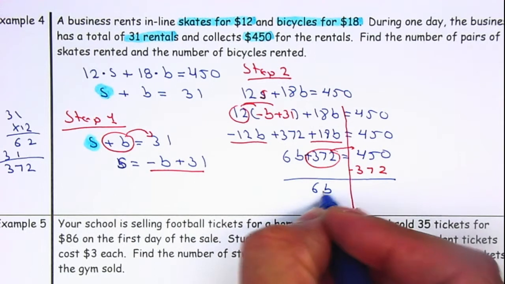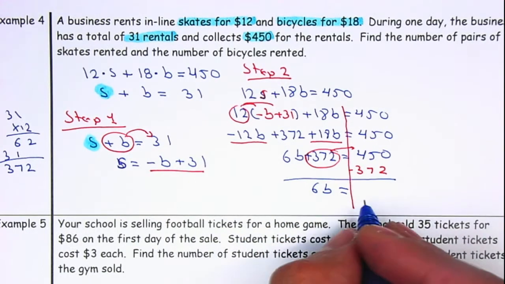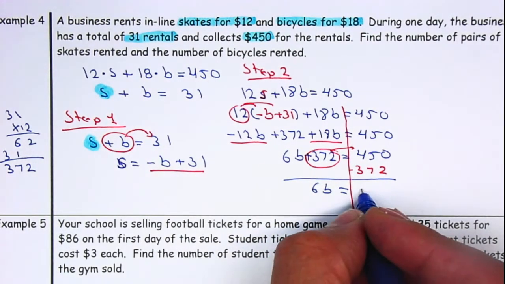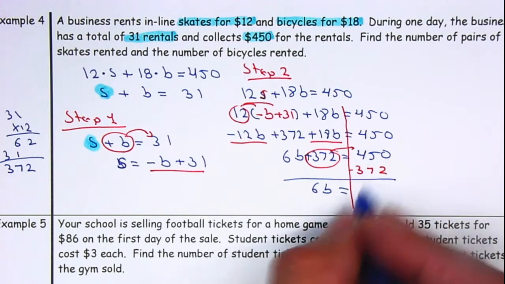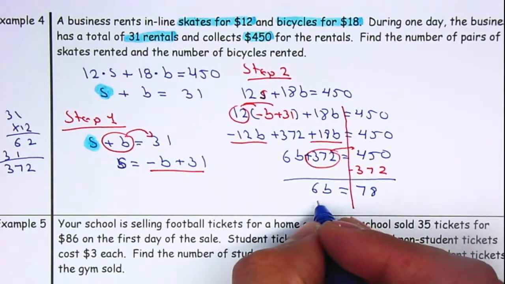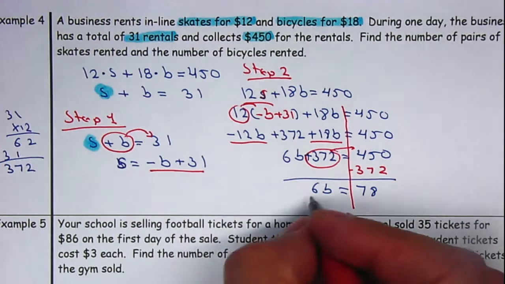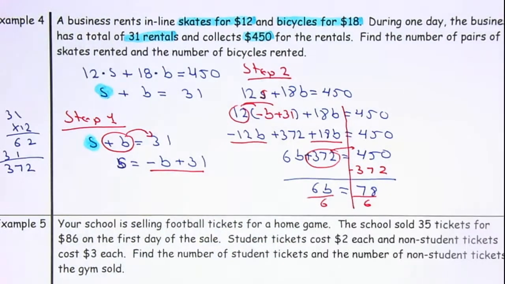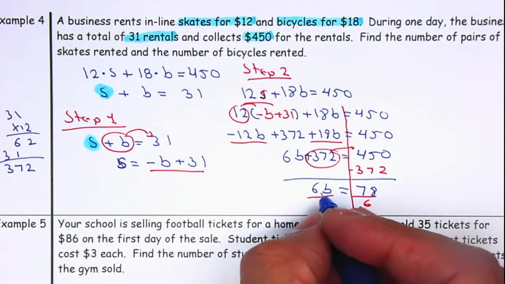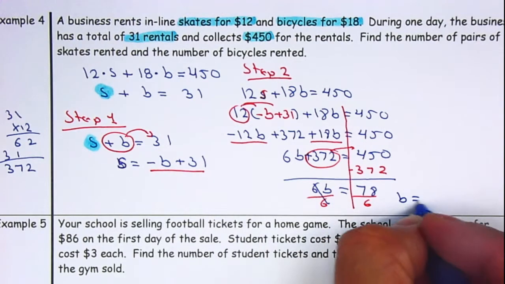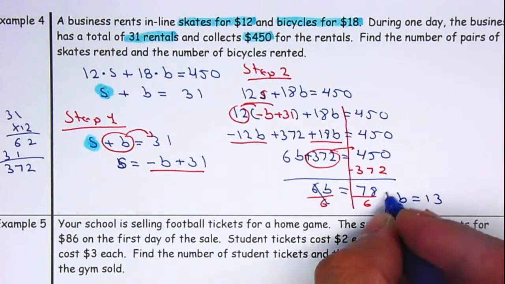I have 6B is equal to, let's see, that will give me 78. I'm going to divide by 6. Divide by 6, 78 divided by 6 will be 13. So B is equal to 13.